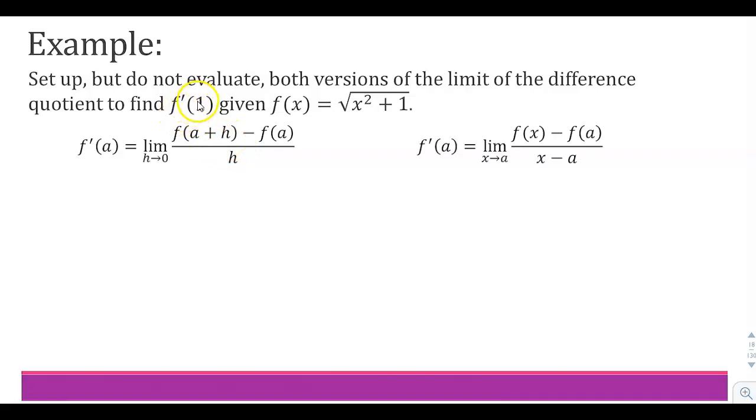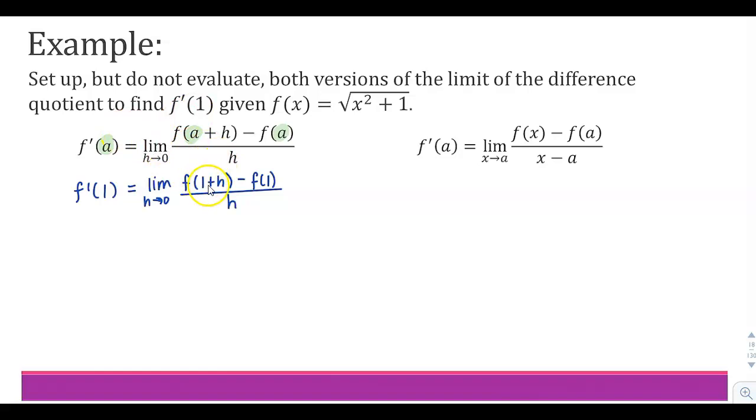So we want to find f prime of 1, so that's the a value. We'll work on the left side first. Anywhere there's an a in the limit of a difference quotient on the left-hand side, I'm going to replace that a with a 1, because I am attempting to find f prime of 1. So that's going to give me the limit as h approaches 0 of f of 1 plus h minus f of 1 all over h.